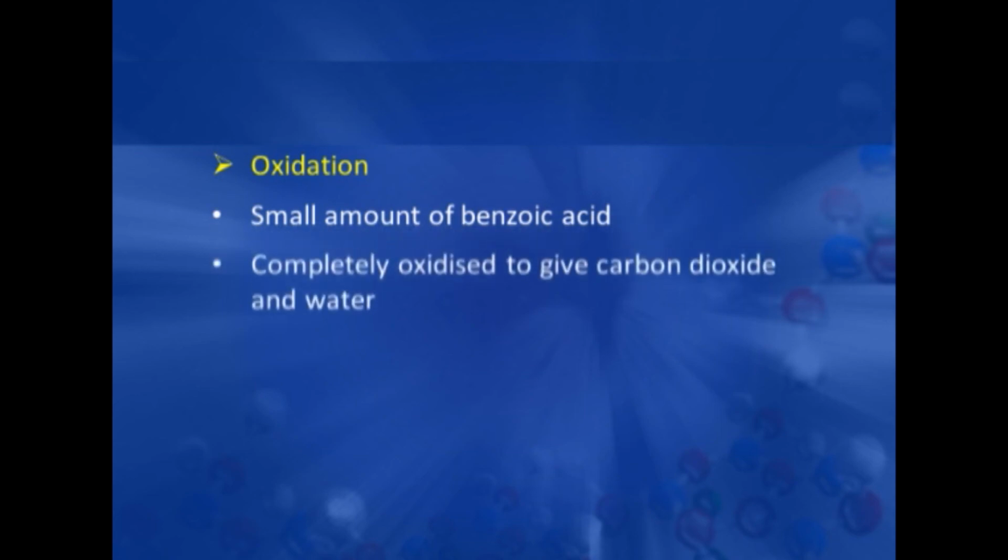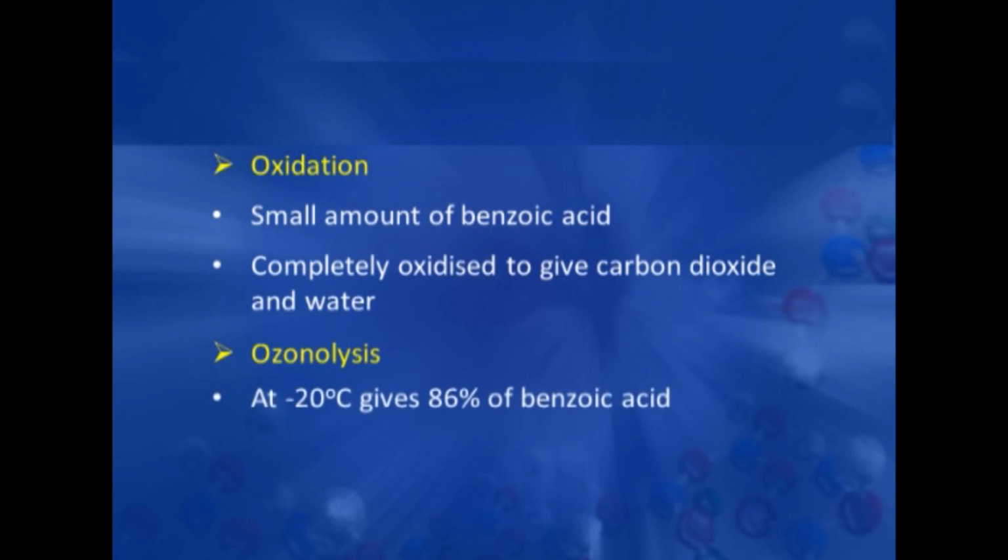Now, the next reaction is oxidation. On oxidation, a small amount of benzoic acid is formed, and the major amount is carbon dioxide and water, which get formed by complete oxidation of biphenyls. On ozonolysis at -20°C, it gives the major product benzoic acid.